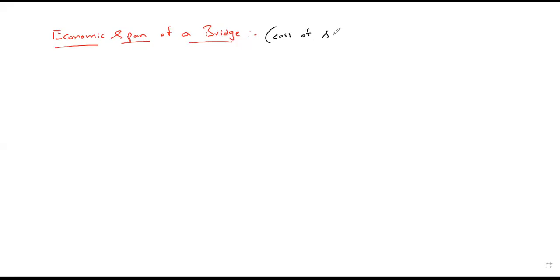Okay. Cost of superstructure is equal to cost of substructure. Understand? So this is superstructure and this is substructure. Then that span is going to be called an economical span. So today we are going to discuss how to achieve the cost of superstructure equal to the cost of substructure, which is going to be called an economical span.